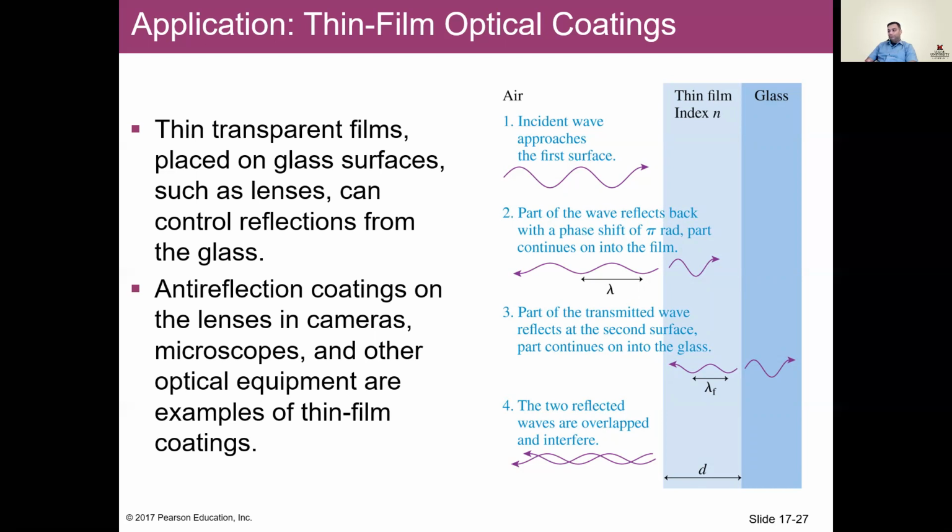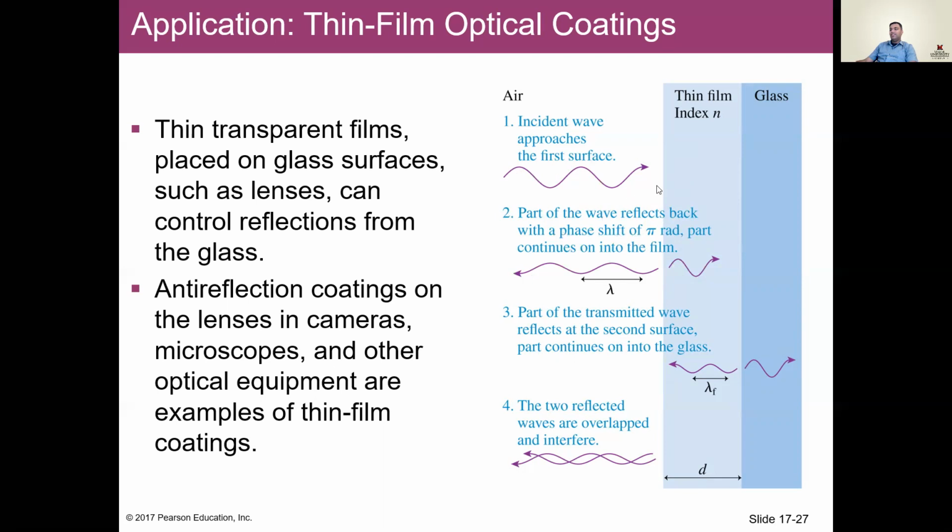So technically speaking, thin transparent films, for example a thin soap bubble or a thin film of anti-reflection coating, just something that you see on your spectacles, on glass, right? What is going to happen if you have a light wave coming from air to the interface of air and the thin film, moving from left to right? Part of the wave reflects back with a phase shift of pi radians. Part continues into the film.